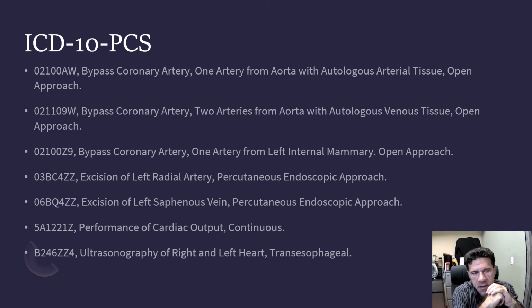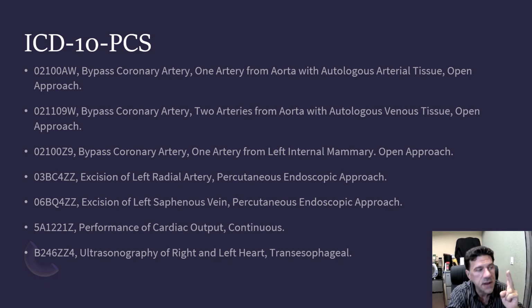Okay, let me explain the ICD-10-PCS codes here. For the first coronary artery bypass, as we read before, they used the radial artery, the device radial artery, which is autologous because it was taken from the patient, and they connected it to the posterior descending artery. That was the first bypass. We have it right here: bypass of coronary artery, one artery from aorta with autologous arterial tissue. Autologous is the radial artery, and it was open approach. So that's the first coronary artery bypass.